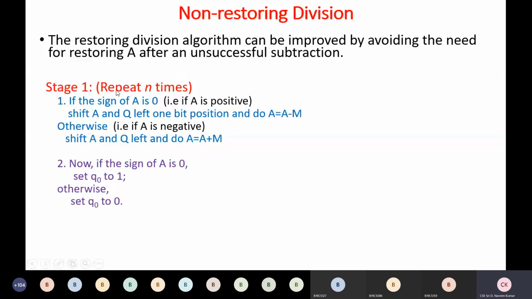So we have stage 1, which is repeated n times. Stage 1 consists of 2 steps. How do we know if the contents of A are positive? In binary format, if the MSB is 0, then we shift A and Q combined, the 2 registers doing a left shift by 1 bit as we did previously, and next we do A equals A minus M.